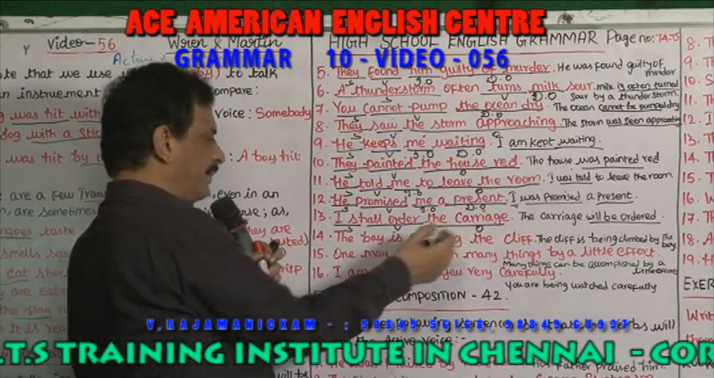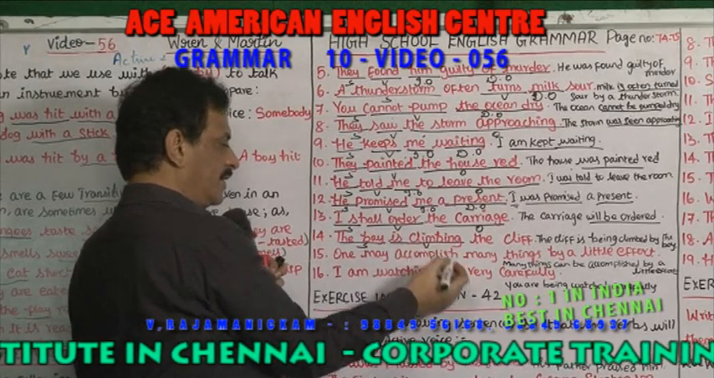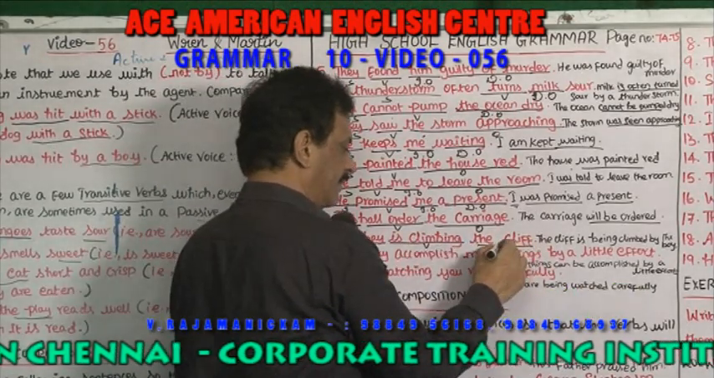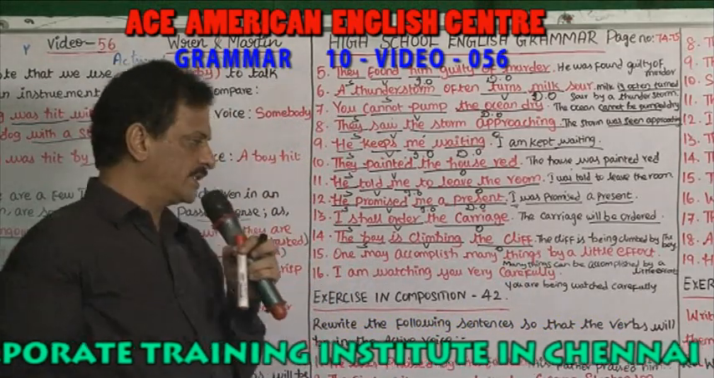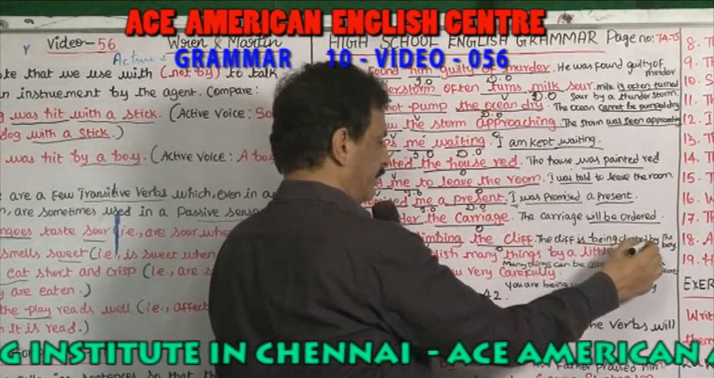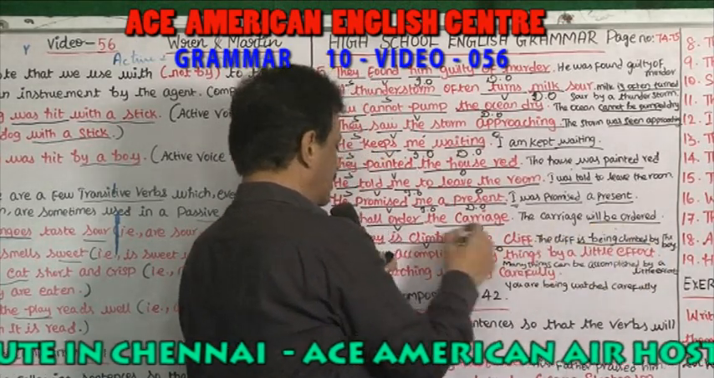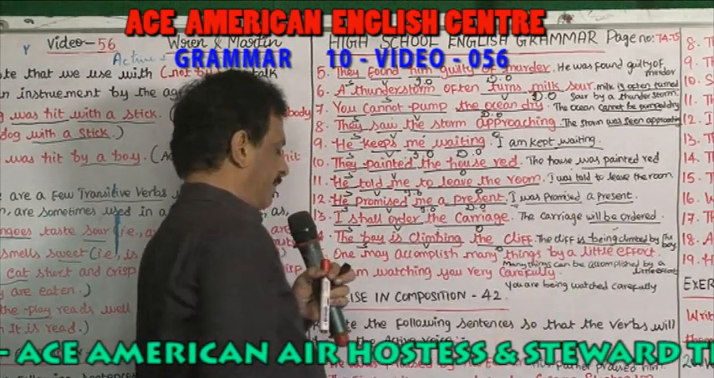The boy is climbing the cliff. The boy is the subject. Is climbing is the verb. What? The cliff becomes the object. So the boy is climbing the cliff. The passive voice, the cliff comes forward. The cliff is being climbed. For present continuous, is climbing changes into is being climbed by the boy.